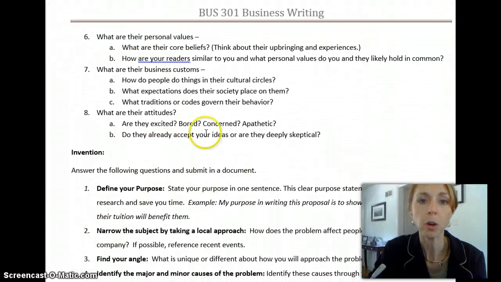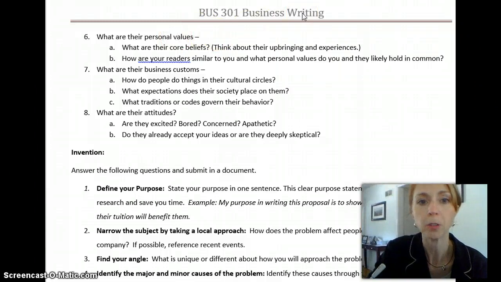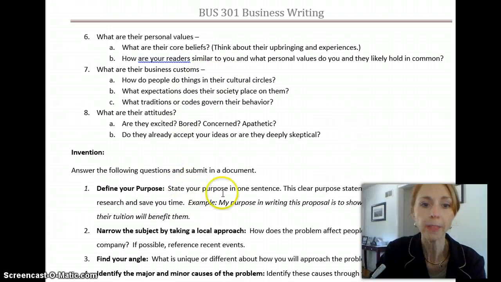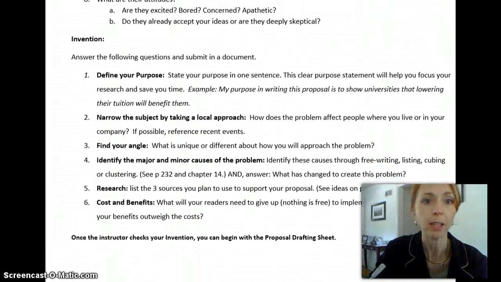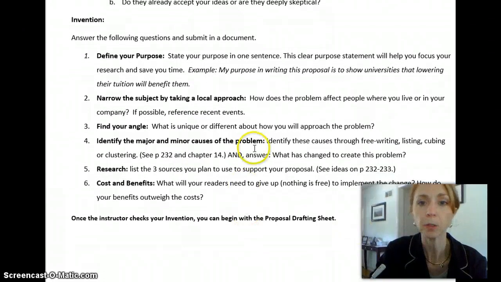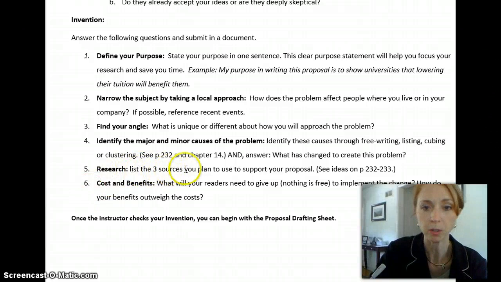Think about your readers' personal values and how you can approach those values in this proposal. Think about their customs and their attitudes. And then you're going to get into your writing plan. It's not an outline yet, it's a writing plan, where you can state your purpose very clearly in your thesis statement. Make sure you narrow your subject, find your angle, get your research in here. I want to see at least 3 sources you plan to use to support your proposal.